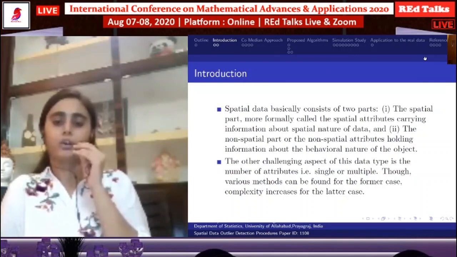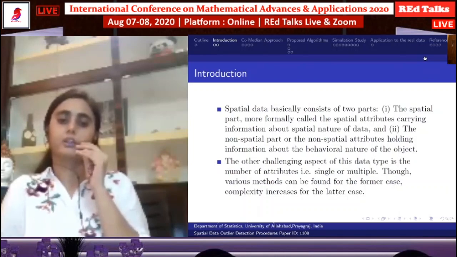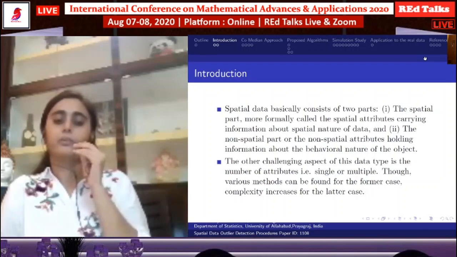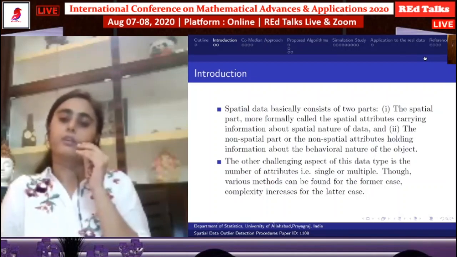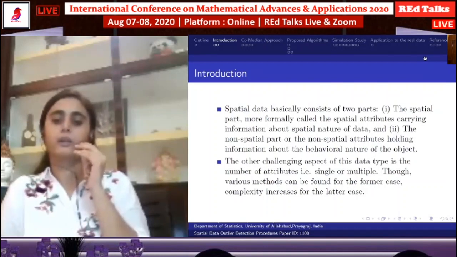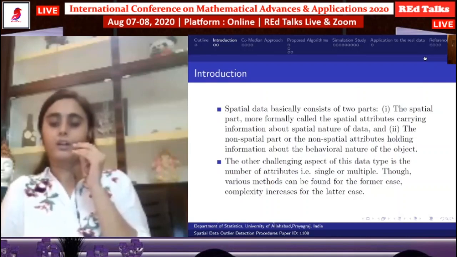Now, various methods are already available for the single attribute case, but since the complexity increases for the multiple attribute case, very little work has been done in this direction. This paper aims at exploring the multiple attribute case only. What happens in a multiple attribute case is that we are introducing a multivariate structure in the spatial data. So it becomes multivariate spatial data, and thus the complexity also increases.